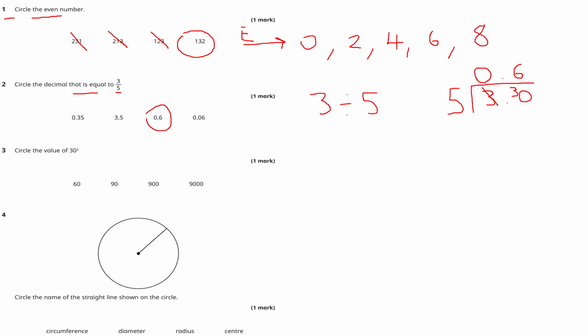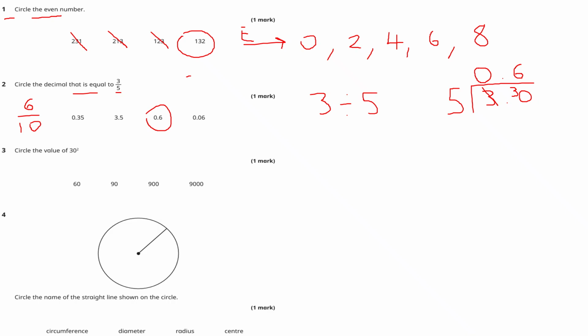That's one way. Another way is to convert this fraction into an equivalent fraction over 10 or 100. So make it over 10. Multiply top and bottom by 2 and we get 6/10. That's a bit easier to work out. 6 divided by 10 is 0.6.